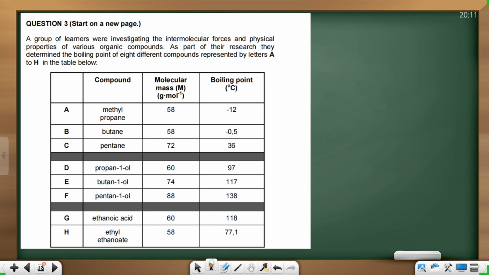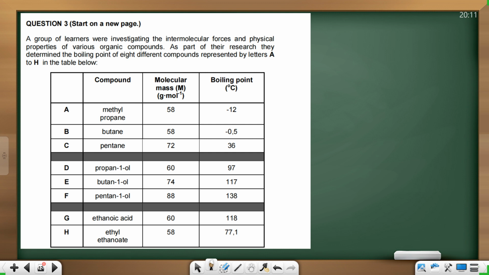All right, let's answer this question here. A group of learners were investigating the intermolecular forces. Guys, quickly, you must understand now that we are then referring to our independent and dependent variables. All right, so intermolecular forces. As part of their research, they determined the boiling point of 8 different compounds represented by letters A to H. What can you tell me about ABC?